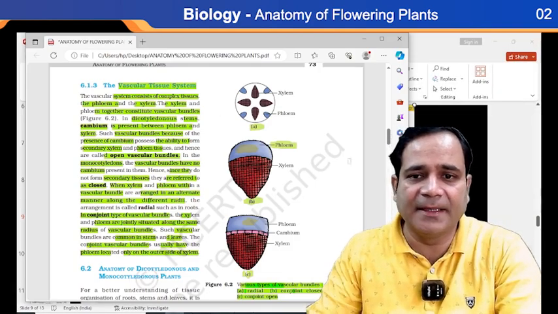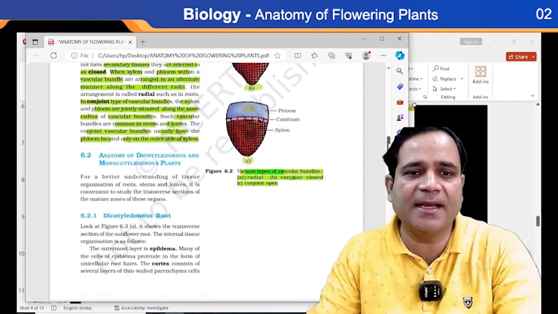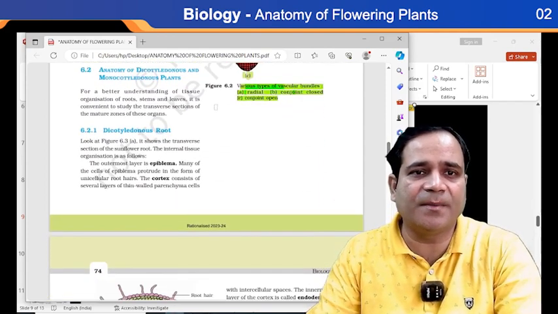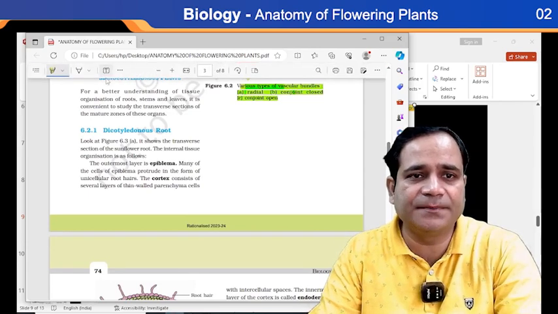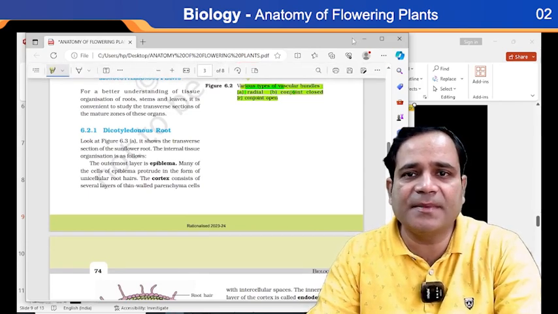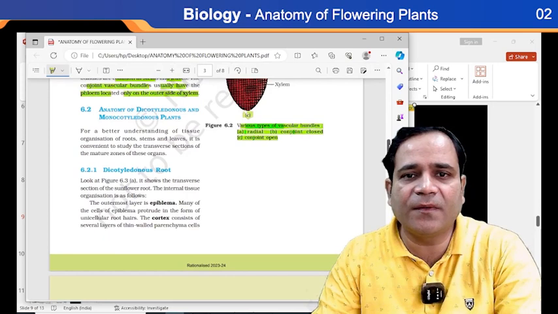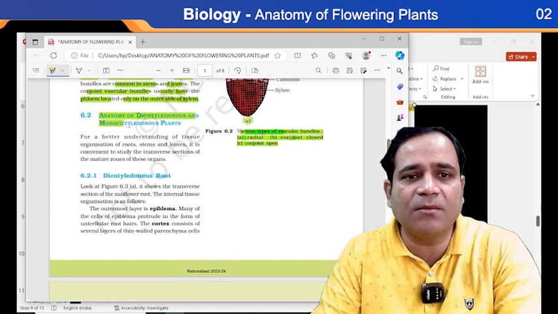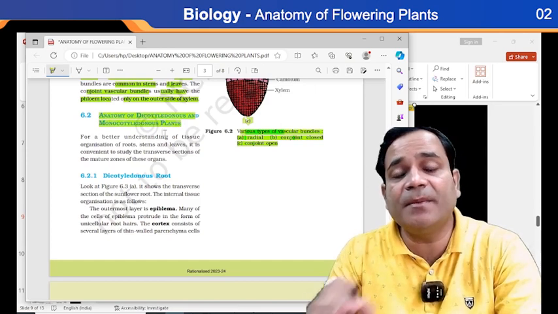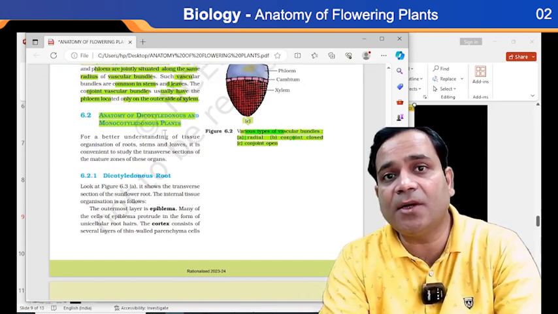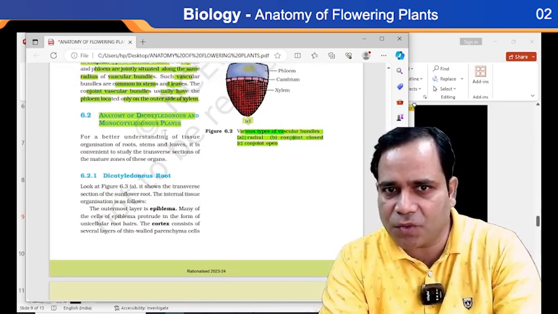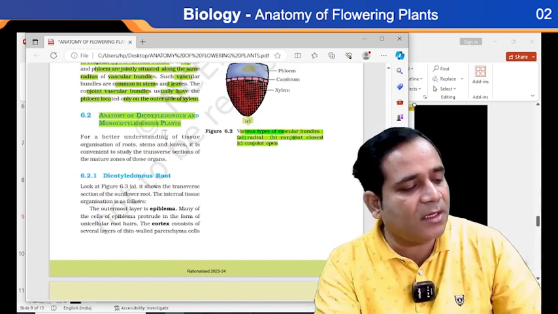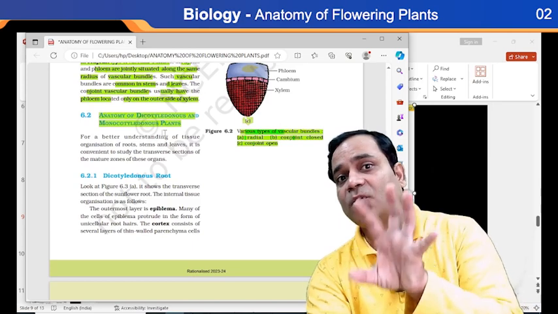See here, anatomy. This one is the anatomy of dicotyledonous and monocotyledonous plants. You know the meaning: on the basis of the cotyledon, plants are classified into two parts, that is monocotyledon, and the second one is dicotyledon. So if I'm saying here that the plant is monocot, it means what?